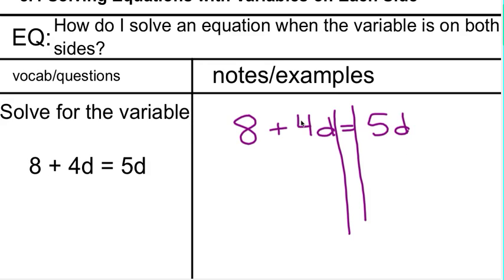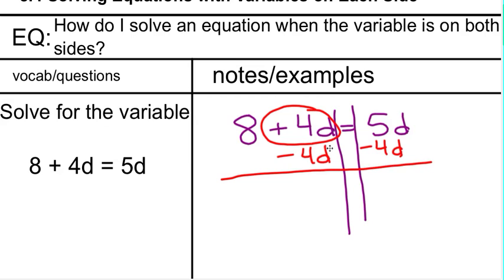I'm going to start looking at this problem, and I'm going to move this 4d. There's no fancy reason why I picked the 4d. I could have picked something else, but I just picked this 4d. When I do this, the 8 will still remain because there's nothing altering that. And then I have a 4d minus a 4d, and so that will turn into 0. That won't exist anymore. And then I have 5d's minus 4d, and that will leave me with 1d.